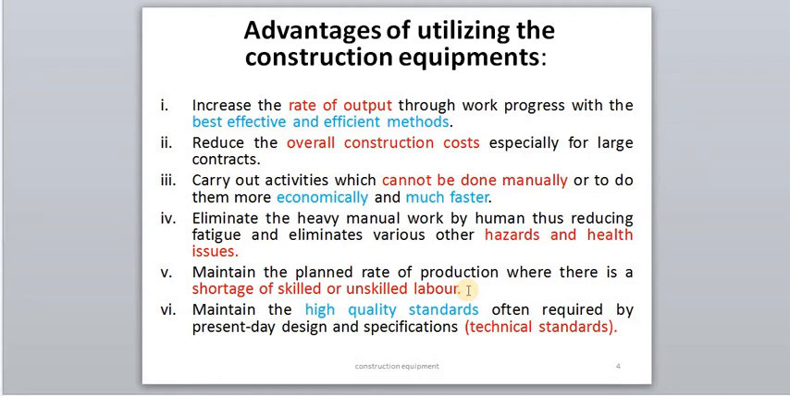Maintain the high quality standard. There may be some standards, or some clauses, to be maintained. With the help of equipments, we can maintain those standards. Okay? So equipment plays an important role in maintaining quality work, in maintaining the Indian Standards, or the IS 1200 codes. So we have to maintain the standards and specifications, and for that we can use these construction equipments.